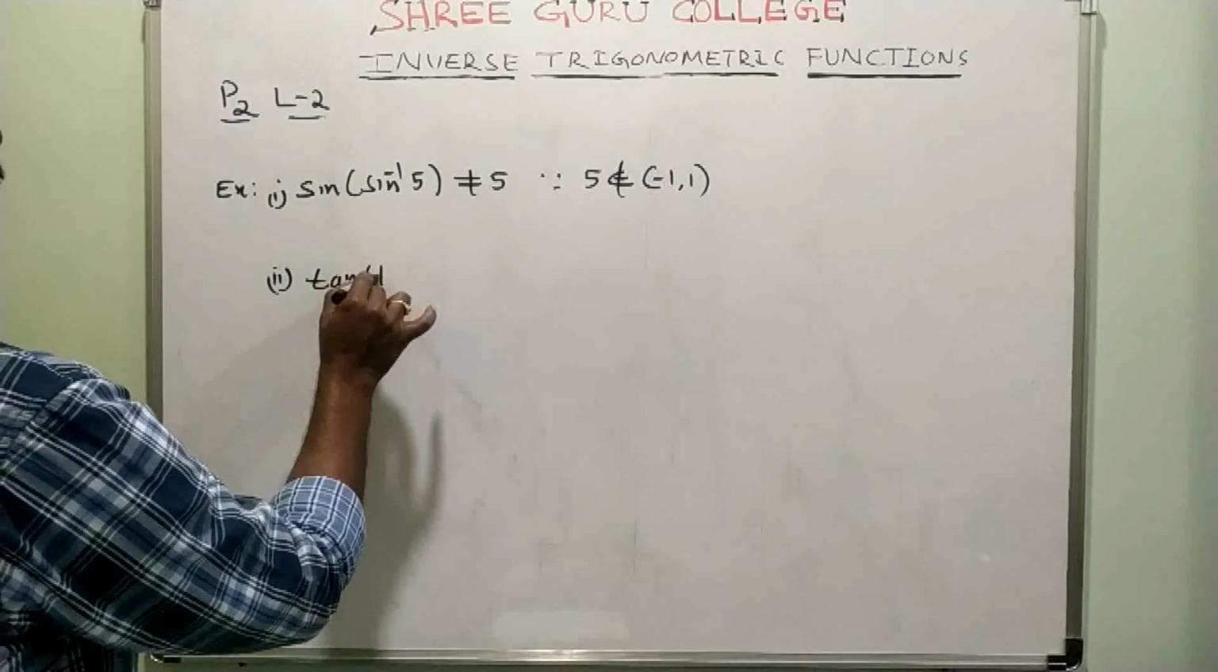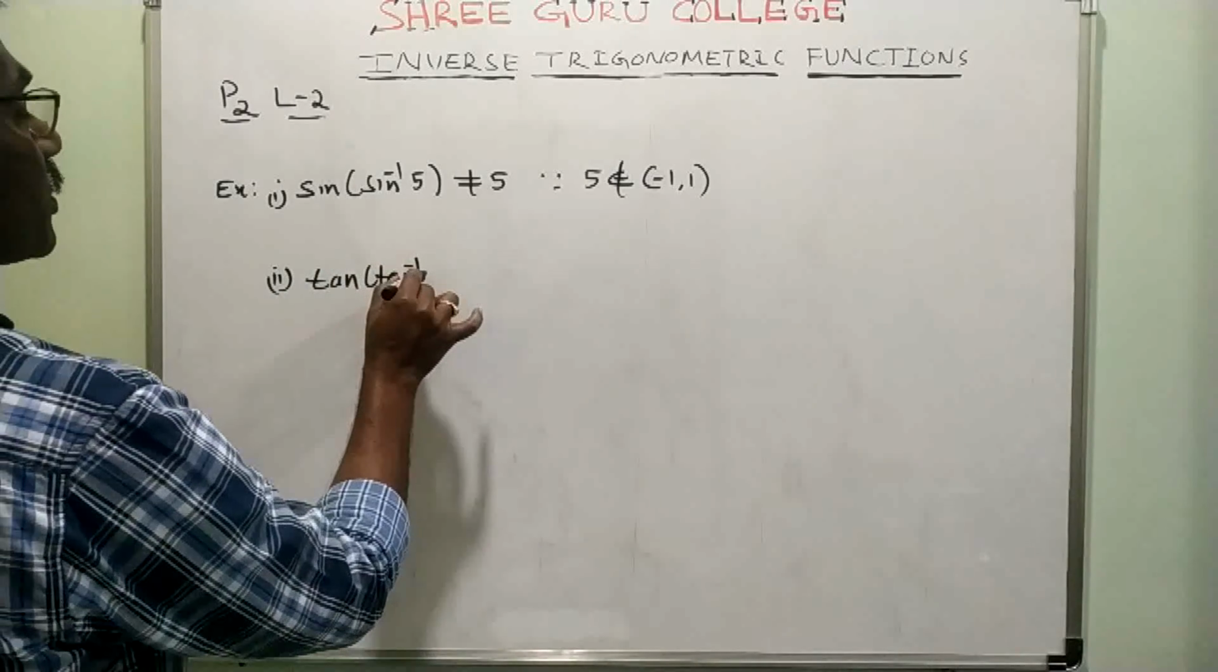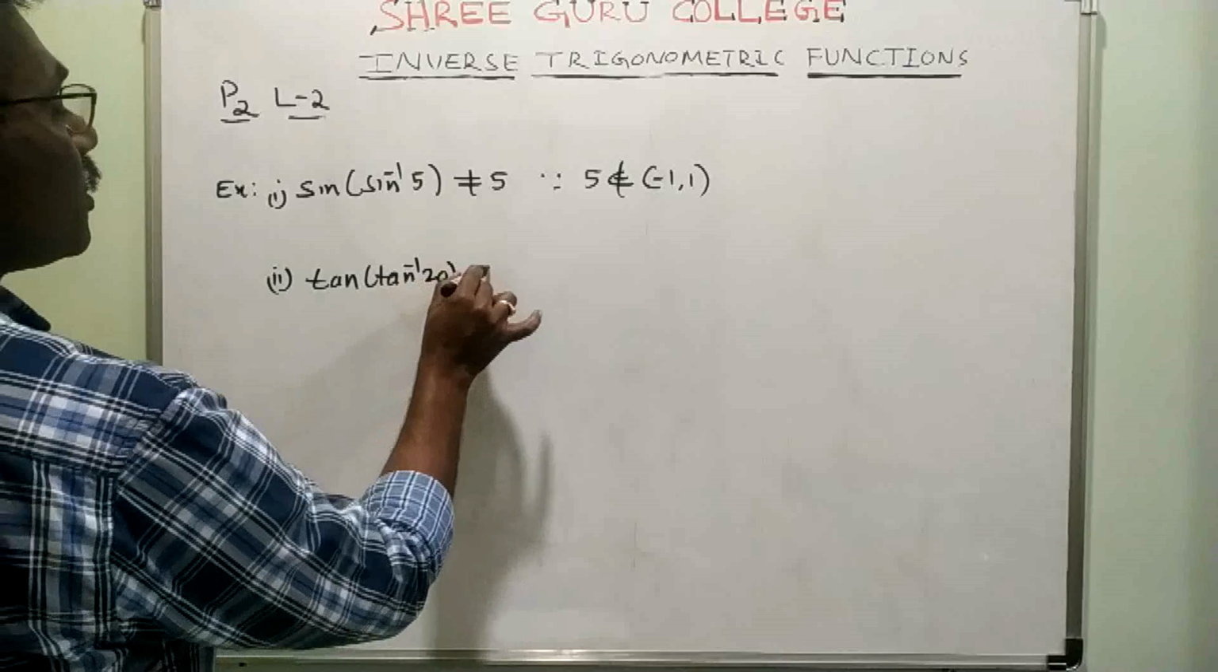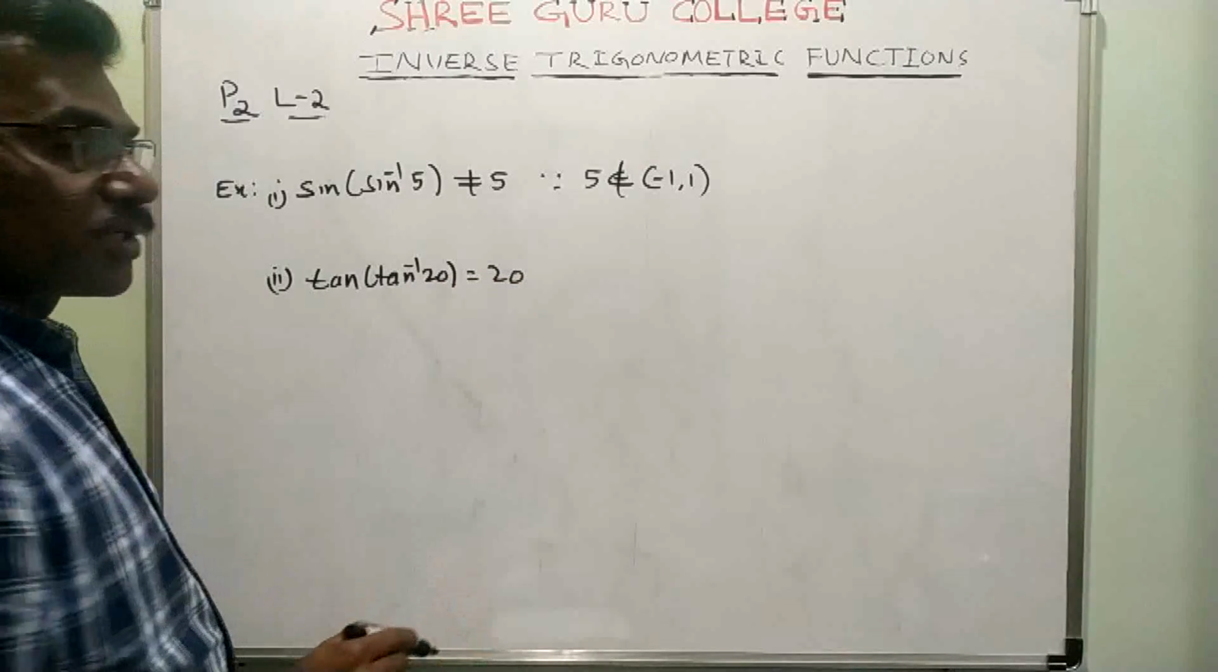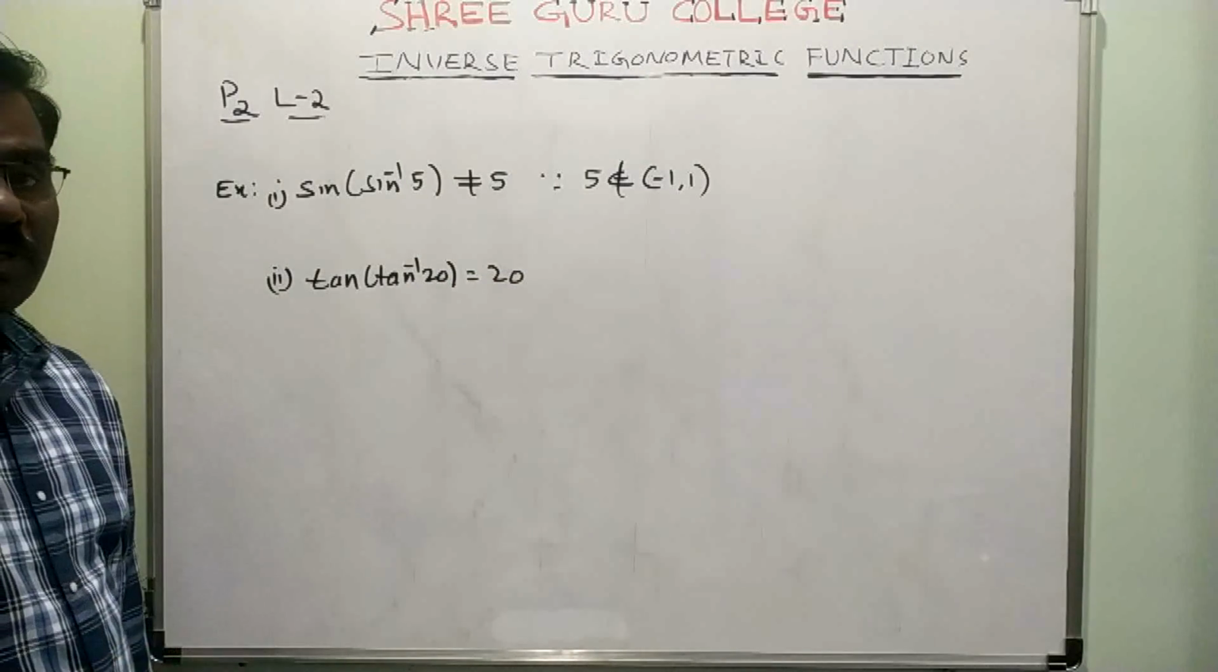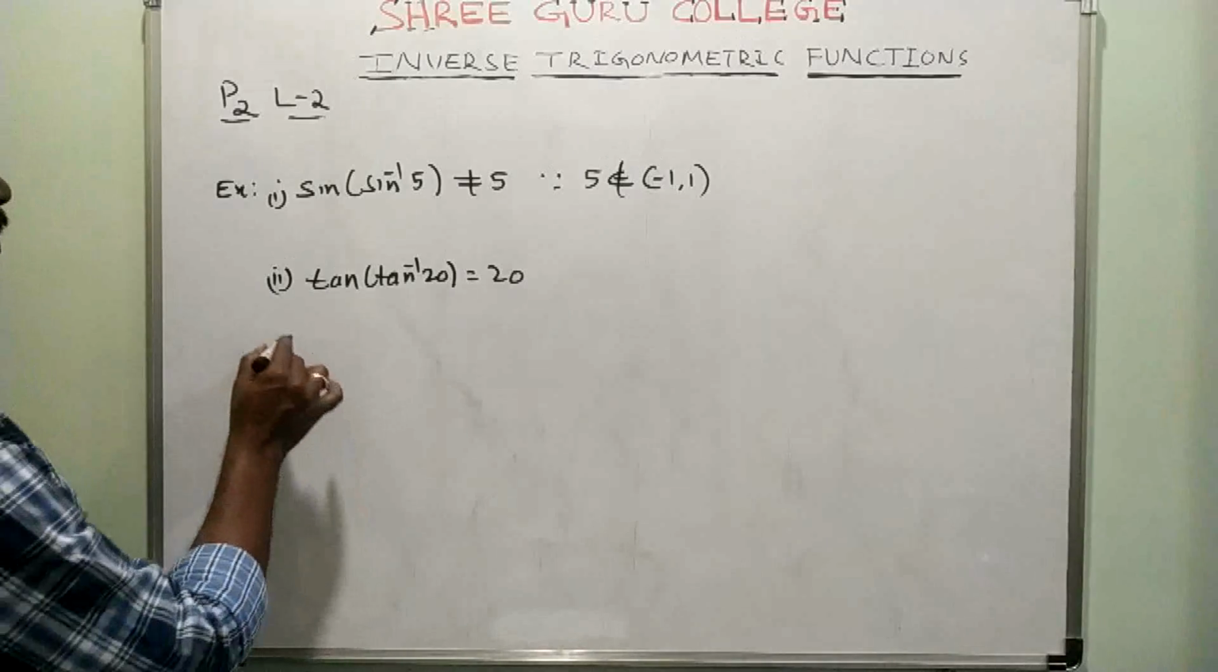Tan of tan inverse of 20 is equal to 20, because 20 is a real number. The domain of tan inverse of x is any real number.